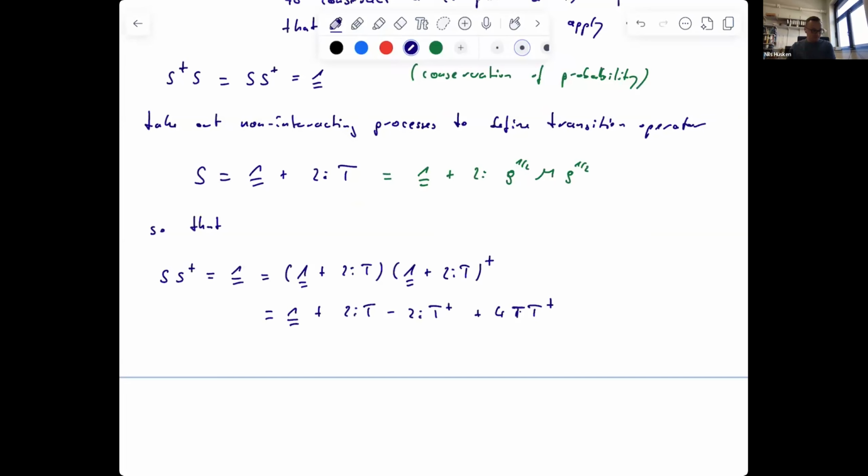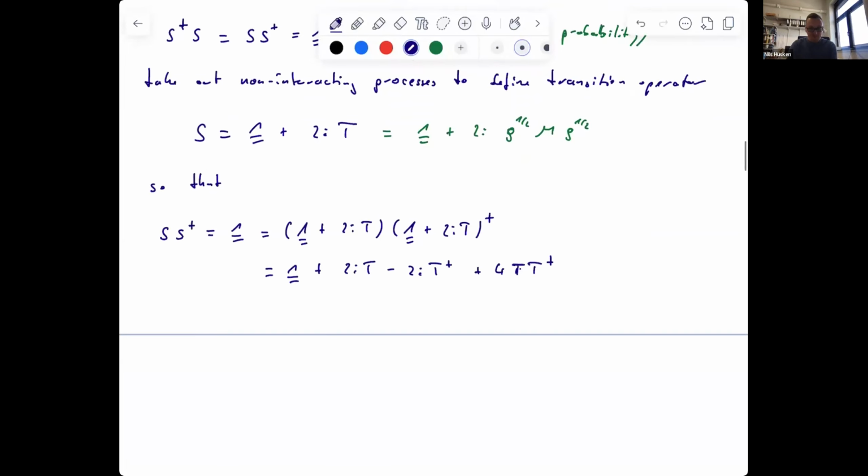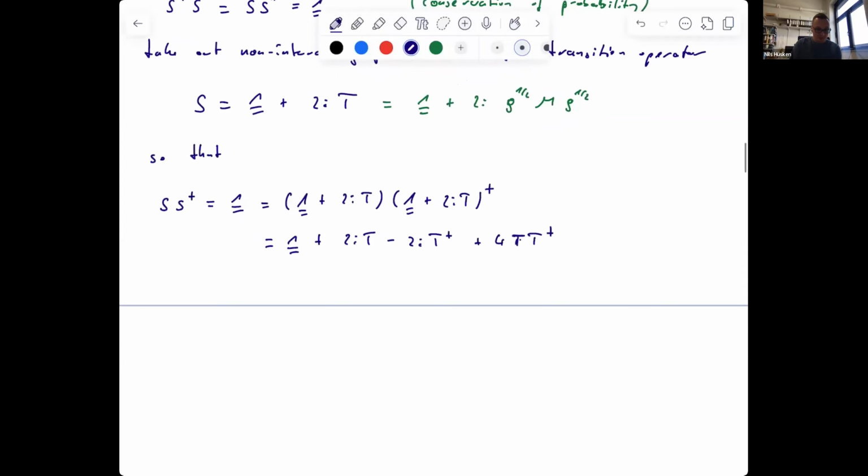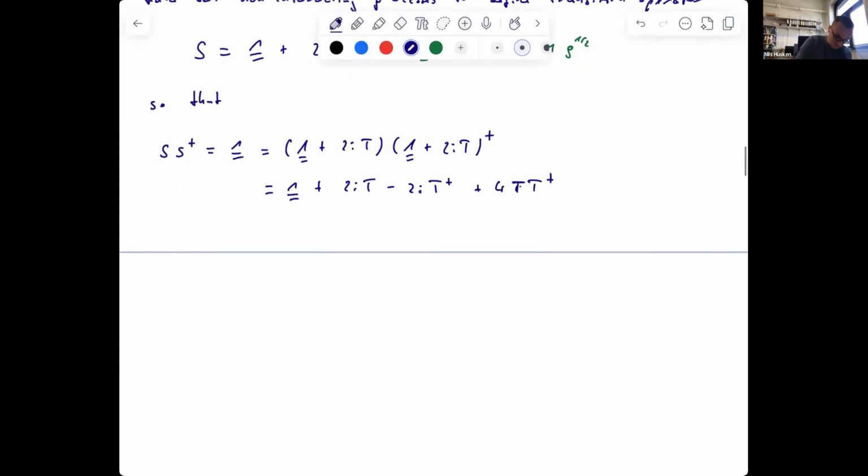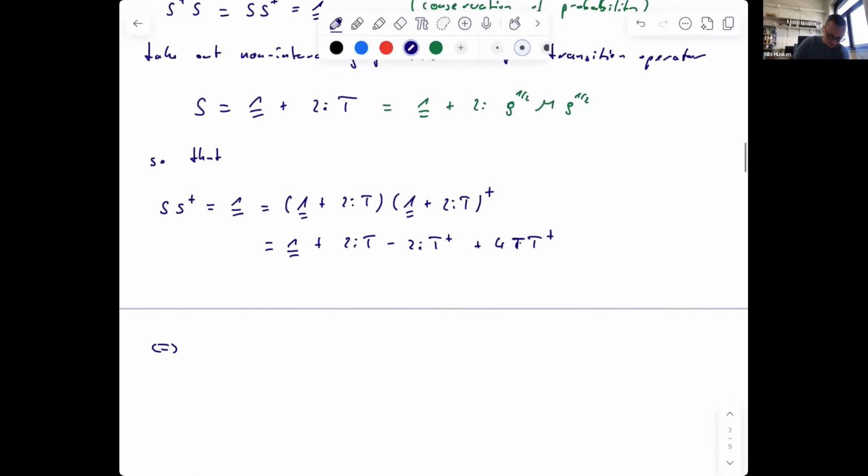That will give us this expression. Yeah, we can subtract the 1 on both sides, bring the T T dagger term onto the other side, divide by 2i, and then what we're left with is this expression.